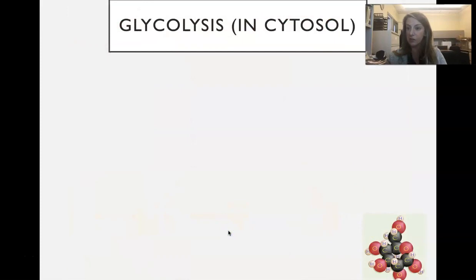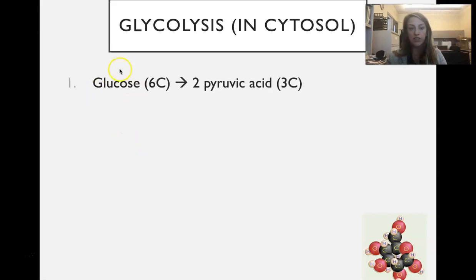Okay, so what's happening? Let's break this down. Glycolysis, that process happening in the cytosol of cells. You take a glucose molecule that has 6 carbons, and you break it into 2 pyruvic acid, so 2 3-carbon molecules. So this is glucose catabolism because you're breaking down glucose into 2 molecules.